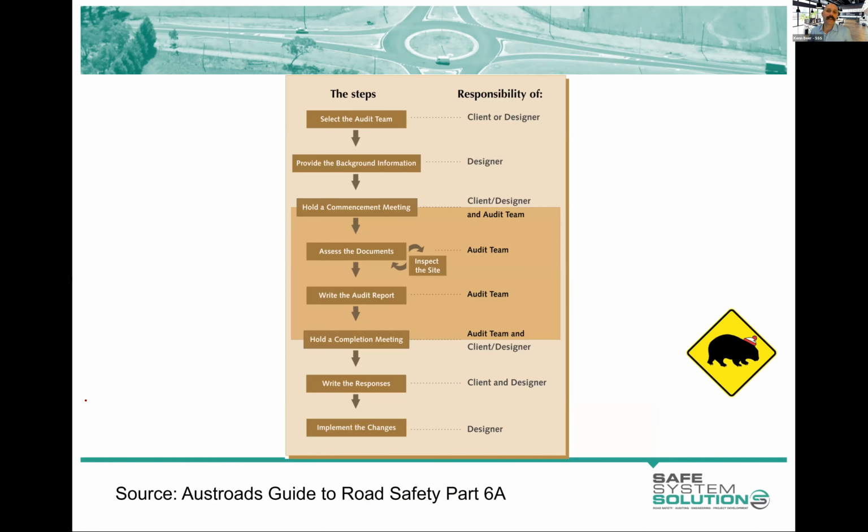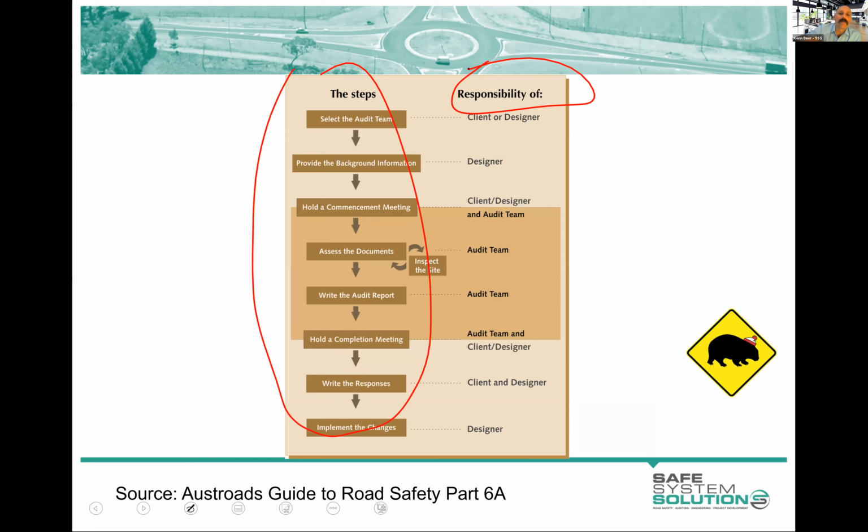Okay, this snip is directly out of the Austroads Guide to Road Safety Part 6A, which is the road safety audit guide. It lays out these 8 steps. It also lays out the responsibility: who's responsible for each step within the audit process? You can see the client or designer, and then the audit team coming in. So we're just going to run through each of these one at a time, fairly quickly.